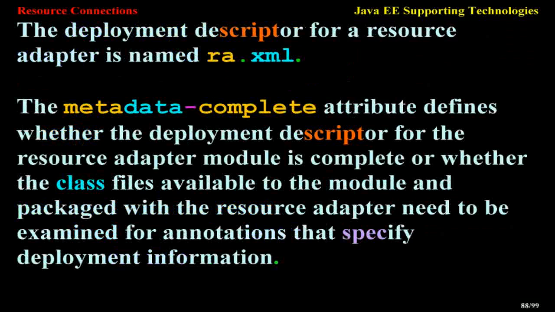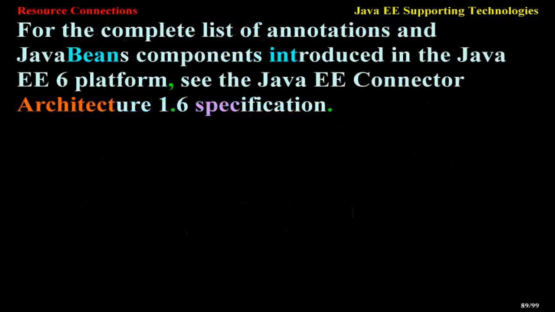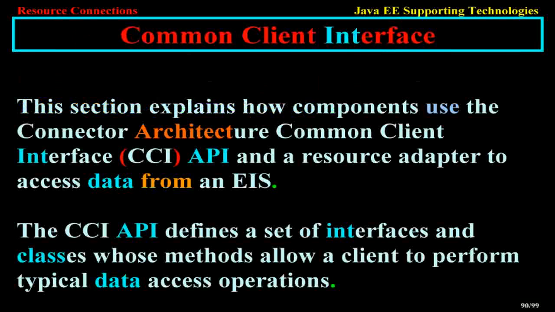The metadata-complete attribute defines whether the deployment descriptor for the resource adapter module is complete, or whether the class files available to the module and packaged with the resource adapter need to be examined for annotations that specify deployment information. For the complete list of annotations and JavaBeans components introduced in the Java EE platform, see the Java EE Connector Architecture 1.6 specification. Common Client Interface.